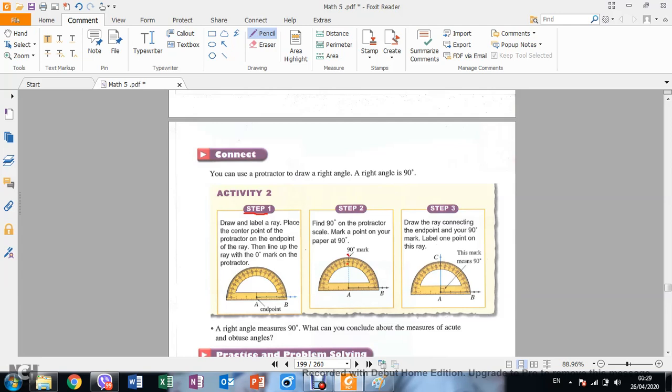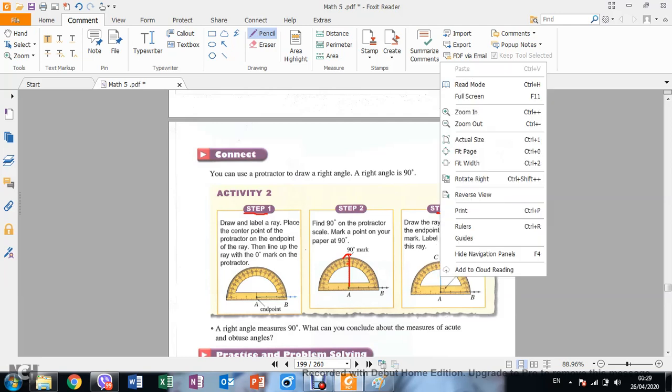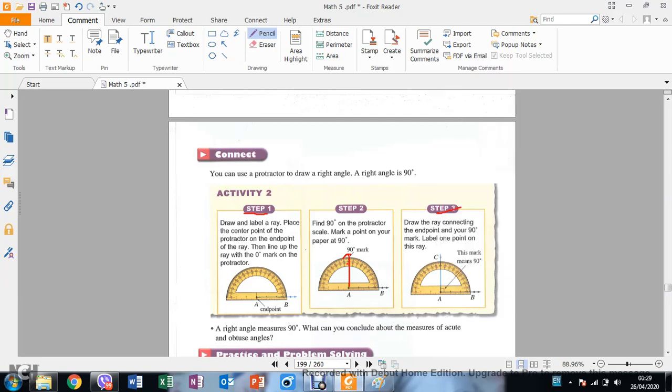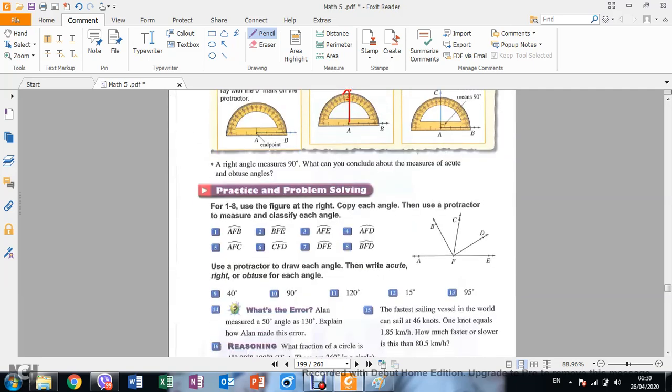After that, you can remove the protractor, and with a ruler you can draw a line, like this. So draw the second ray. And the third step, draw the ray connecting to the endpoint of your 90 mark. Label a point on this ray. So look, we label it, we draw a line, and this line directly gives you 90, and this mark means 90 degrees.